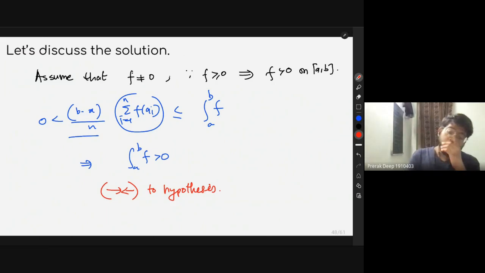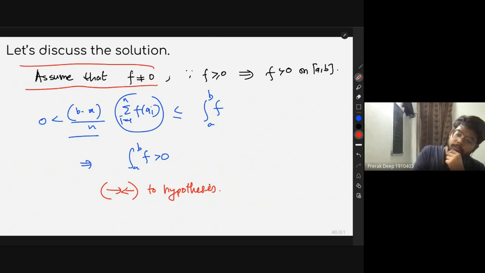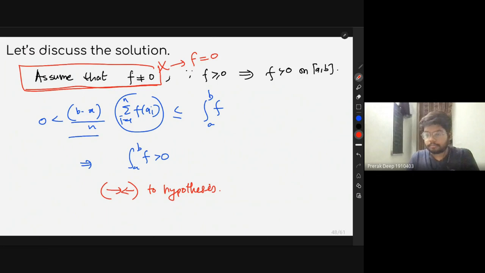That means the assumption we made over here must be wrong. So this assumption is wrong. That means f has to be zero. Okay.